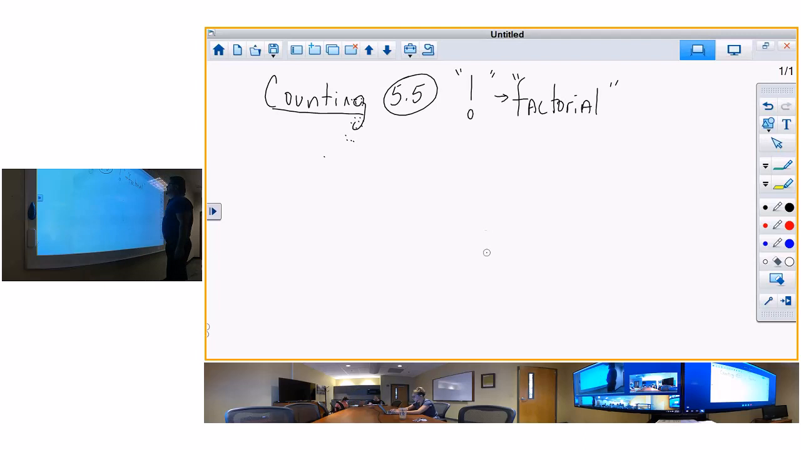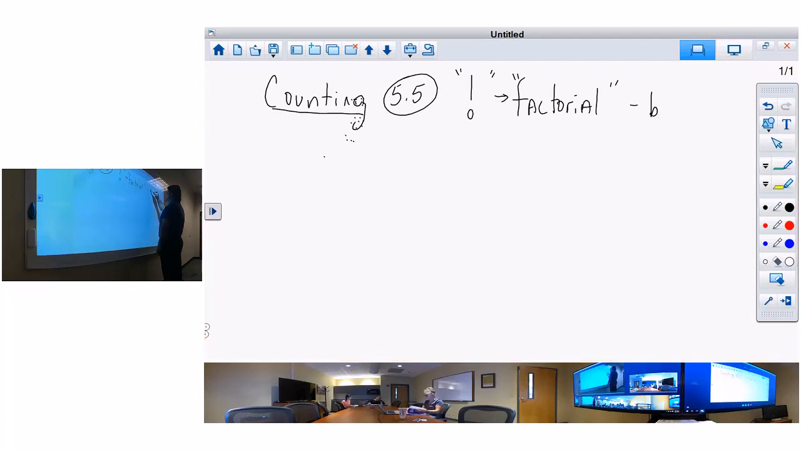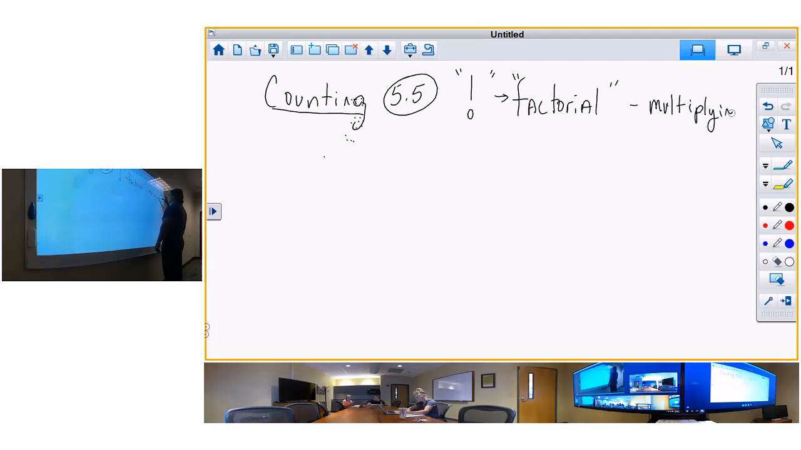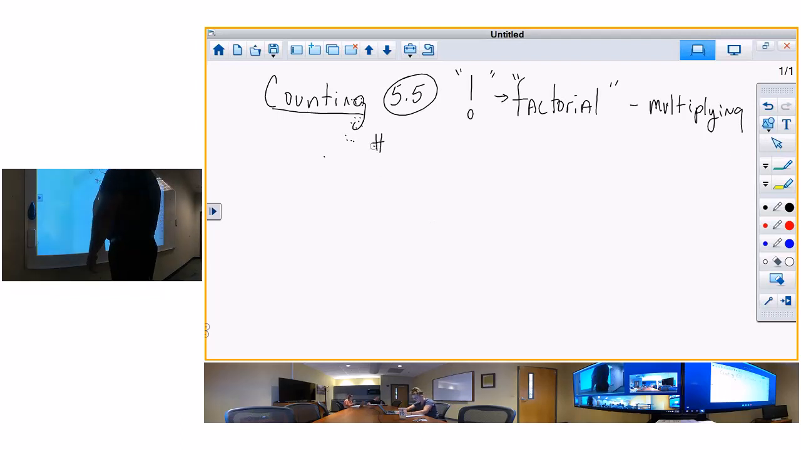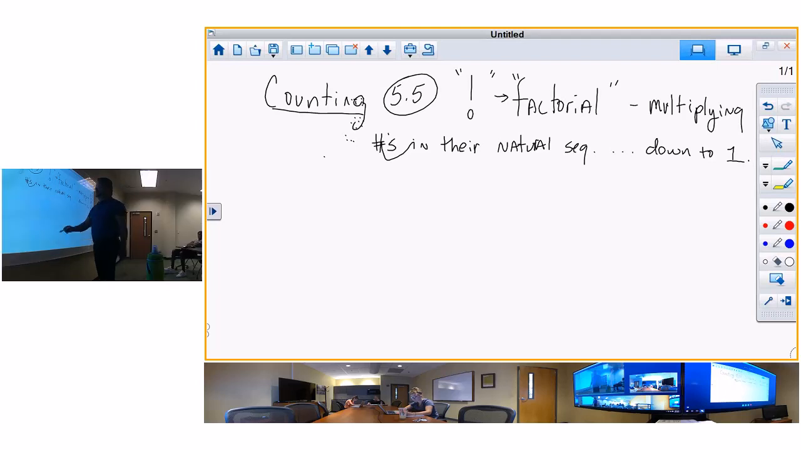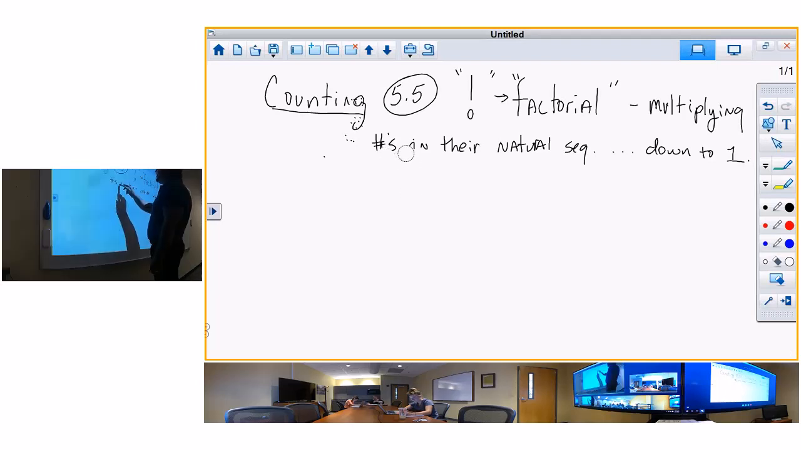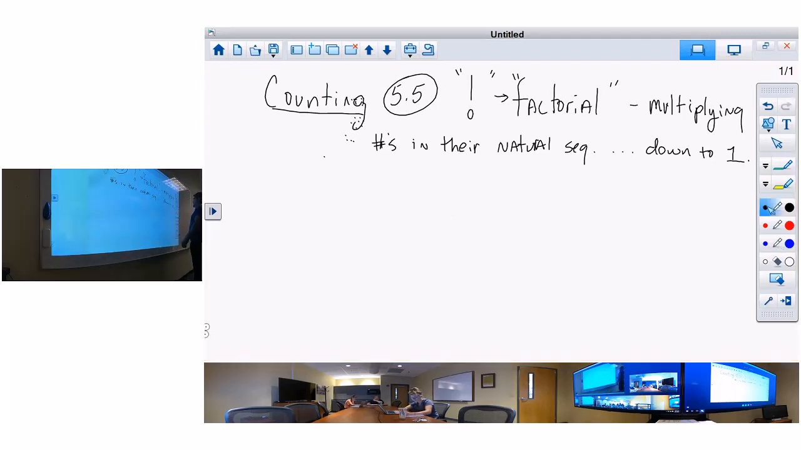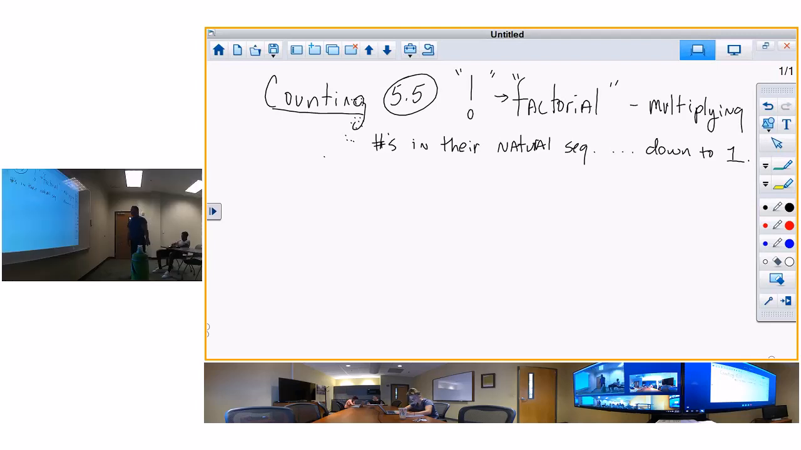Now, factorial is basically multiplying numbers in their natural sequence down to one. Why didn't I say down to zero? Exactly. There'd be no factorial. Use your own common sense there and don't go down to zero, because if you go down to zero, it'll nullify the whole concept of counting or using factorial.